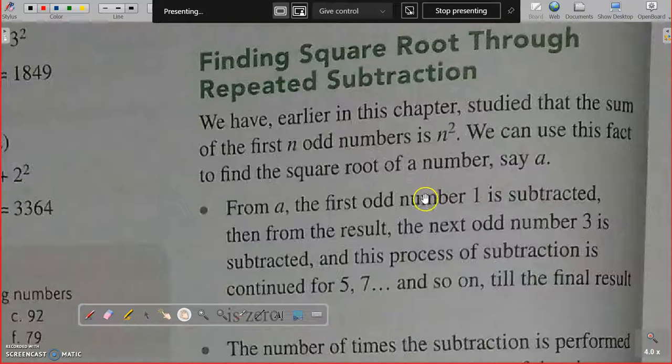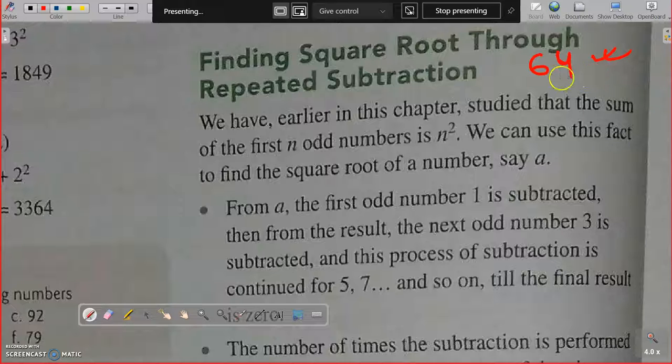So, finding a square root through repeated subtraction. Of course, we can find a square root through repeated subtraction also. Suppose any number is given, a square number or a non-square number, that can be found out. Suppose the number given is 64. How can we find the square root of 64 by repeated subtraction, or how can we find whether 64 is a square number or not?